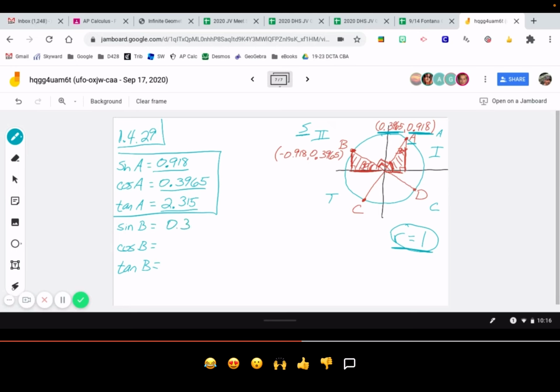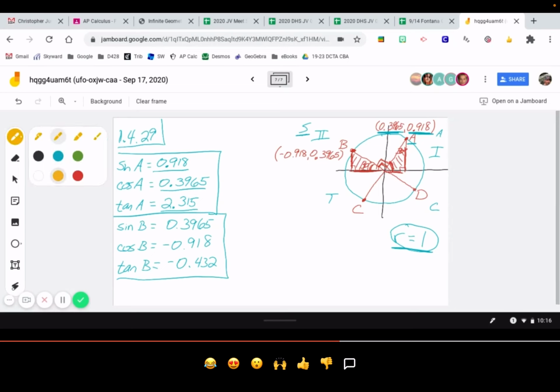The sine of B is your y coordinate, 0.3965. The cosine of B is your x coordinate, negative 0.918. Tangent is just a little bit difficult. We've got to take y divided by x, or sine divided by cosine. So I'm typing in 0.3965 divided by negative 0.918. And that gets me a decimal here that is negative 0.432. And those are your answers then for angle B.